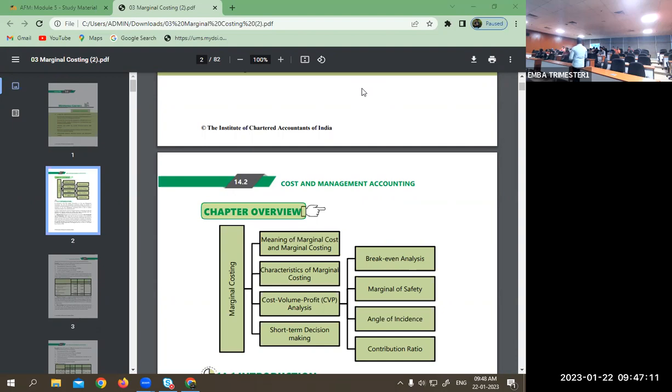So what is marginal cost? It's also a method of ascertaining as well as controlling cost, both coming together here, but mainly we use it as a controlling technique. What is it?